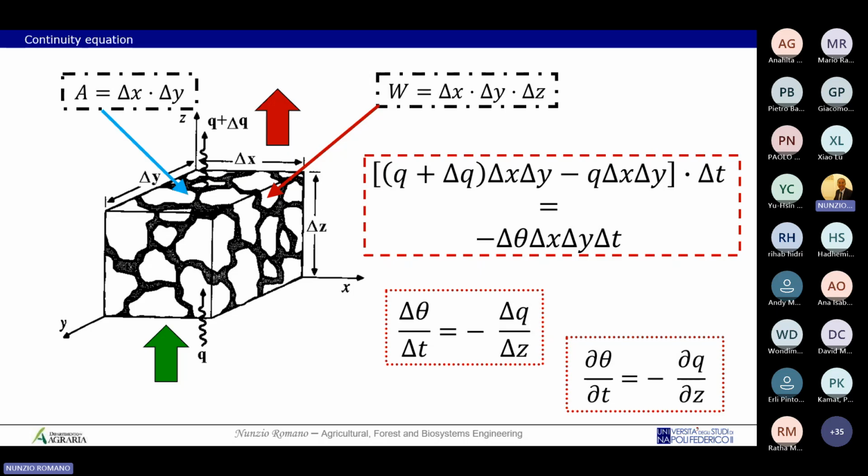As I told you, I don't want to go into more detail on this, but you can do again this game. The game is to see that water enters the box, this cube, and then some water can exit. This means that the variation of flux means a variation of the water content in this control volume.